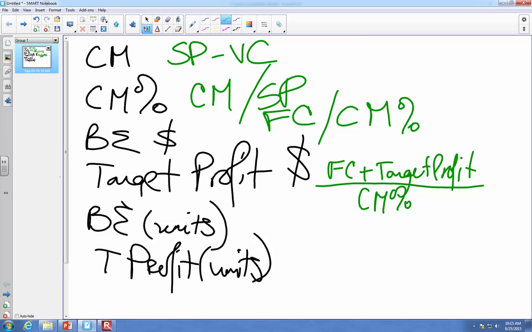Jeannie, how do you get break even in number of units? Would you just take your break-even dollar amount divided by the cost of each unit? Fixed cost divided by the contribution margin per unit is going to tell me how many units I have to sell. Because remember we were practicing, what were we looking at on Wednesday? Shoes? Cars? Bikes, thank you. Okay. And Gretchen, target profit in units.